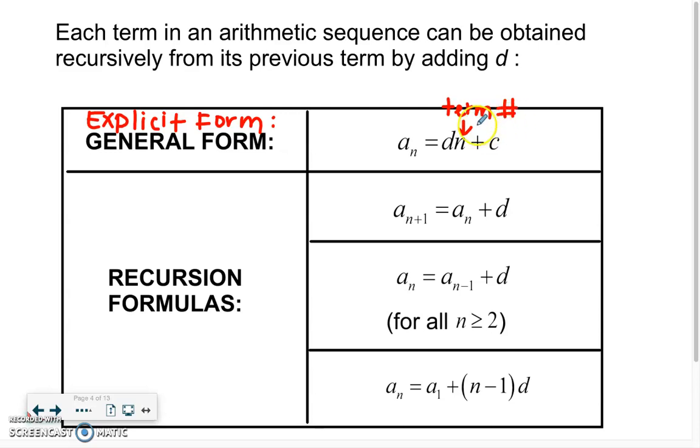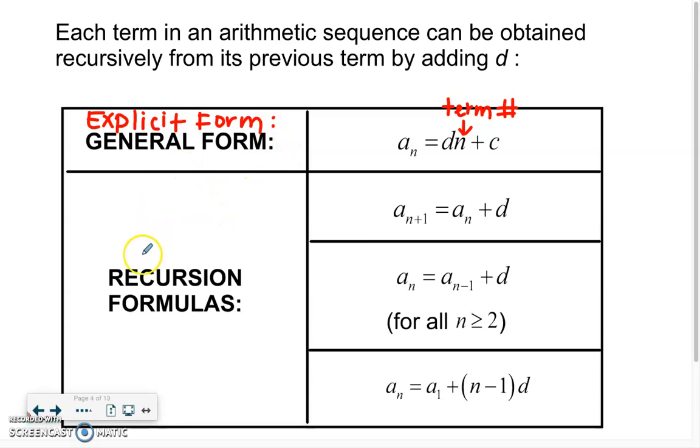any term value that you're looking for, and it will give you that corresponding term. So for example, if I had an equation here that represented some sequence and I wanted to know the 500th term in the sequence, I could just plug 500 in for n and then do the computation. It would tell me what the 500th term is. So explicit formulas are super, super useful for sequences. We will be using them a lot.